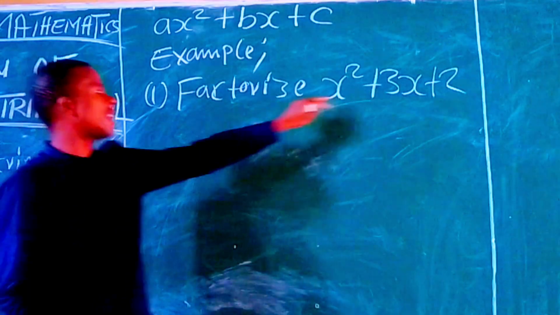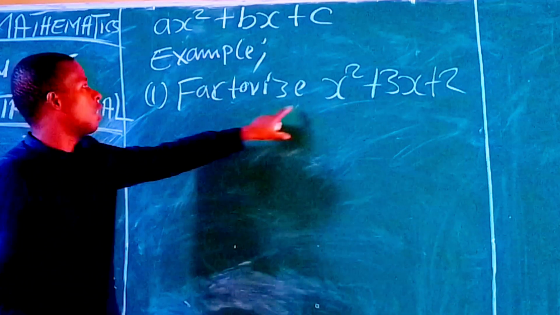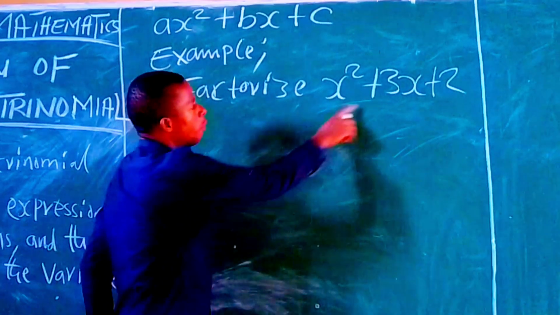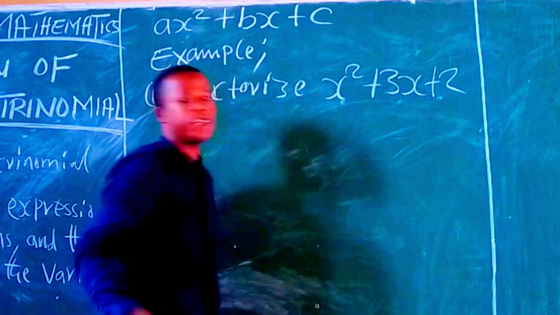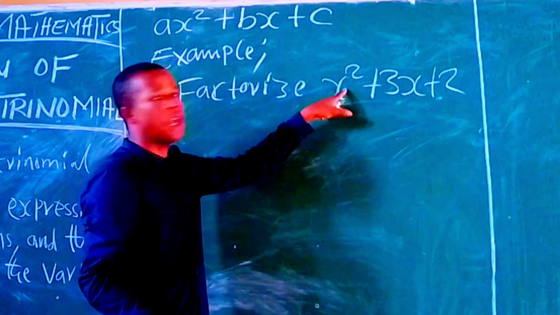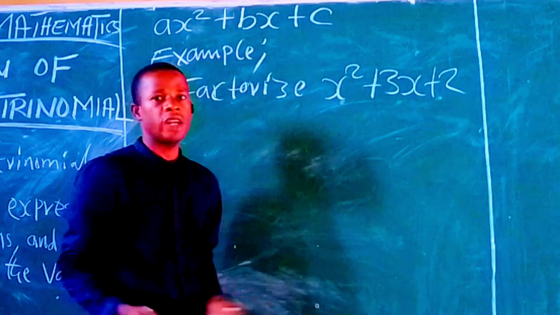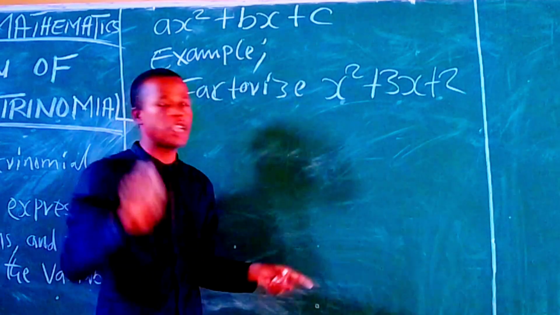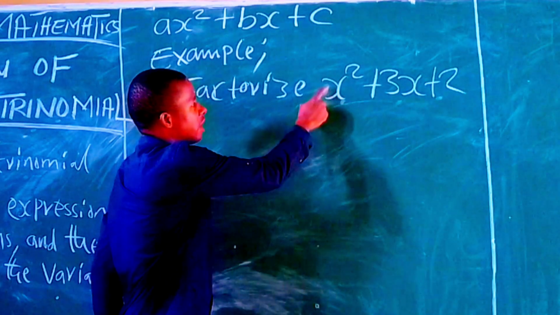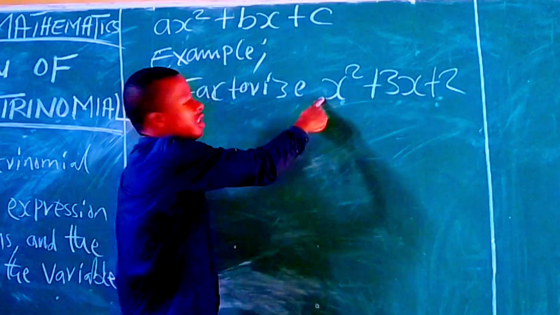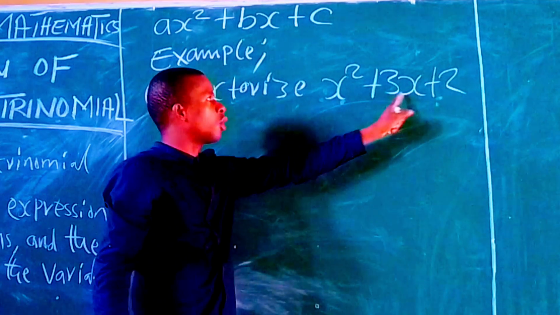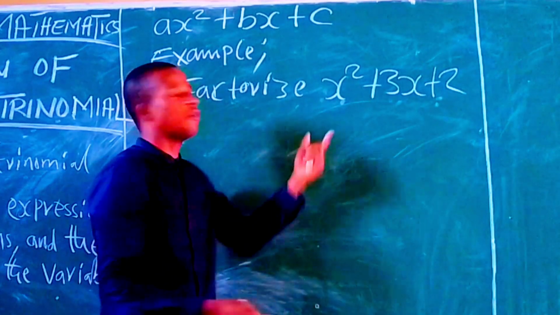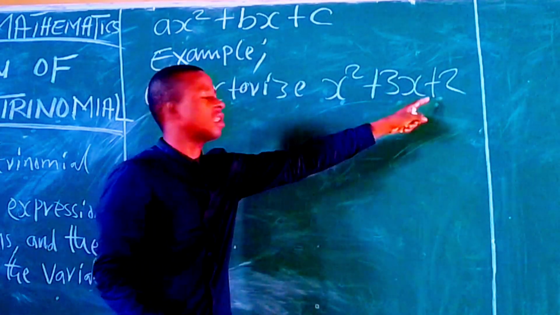Now, for us to be able to factorize this, you need to understand this is a quadratic trinomial because it involves 3 terms, 1, 2, 3, and the highest power of the variable involved here is 2. Because of that, we know that it's a quadratic trinomial. And for us to solve this kind of question, we must identify their coefficients, like a, b, c. The coefficient of a is 1. The coefficient of b here is 3. The coefficient of c here is 2. A coefficient is the number attached to a variable in any expression.